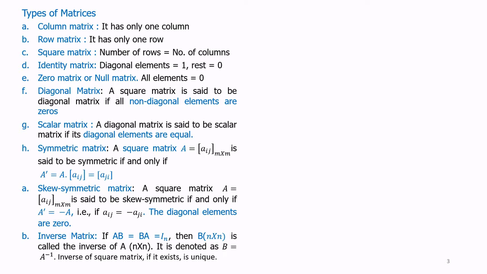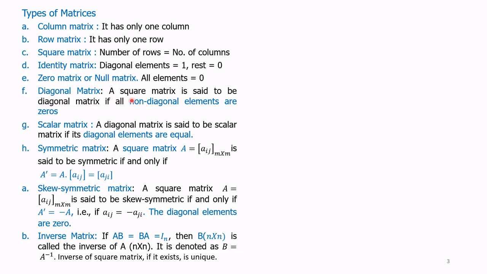Types of matrices. We have column matrix with one column, row matrix with only one row, and square matrix where the number of rows and number of columns are equal. Identity matrix when diagonal elements of the matrix are 1 and all remaining elements are 0. And zero matrix when all elements are equal to 0.